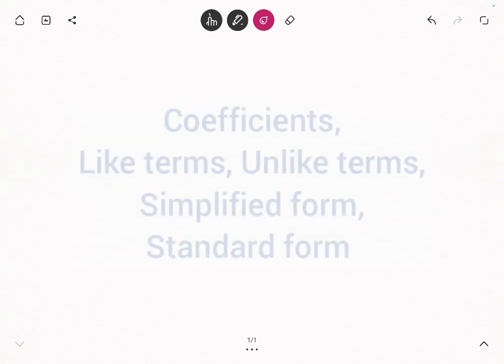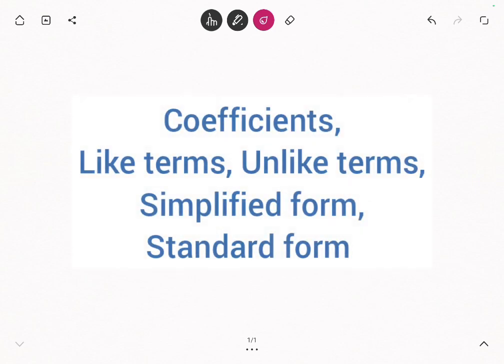In our last video, we discussed coefficients, like terms, unlike terms, simplified form and standard form. Up to that, we have completed the most basic part of algebra, that is the terminologies of algebra. Why I stress on terminologies: without knowing the terminologies, you can't go further in any topic, because every topic has its own terminologies, right? We have to know those terminologies. That's the reason I explained all the terminologies.